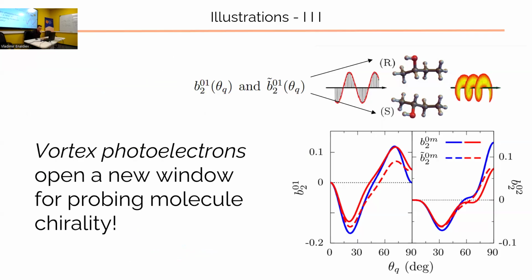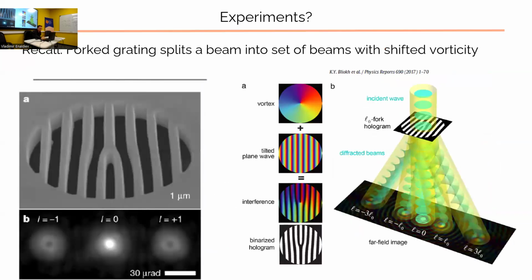And this is one of the key points: vortex photoelectrons open a new window for probing molecular chirality. Of course, it will be just a fantasy because, again, we need somehow a chiral detector now. Okay, and we propose some idea or sketch of this chiral detector.